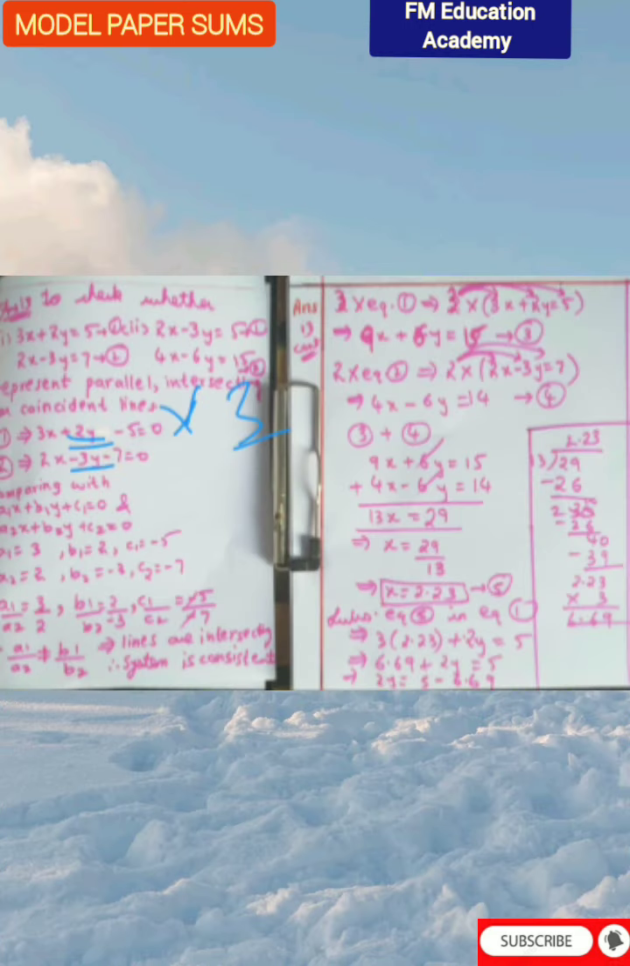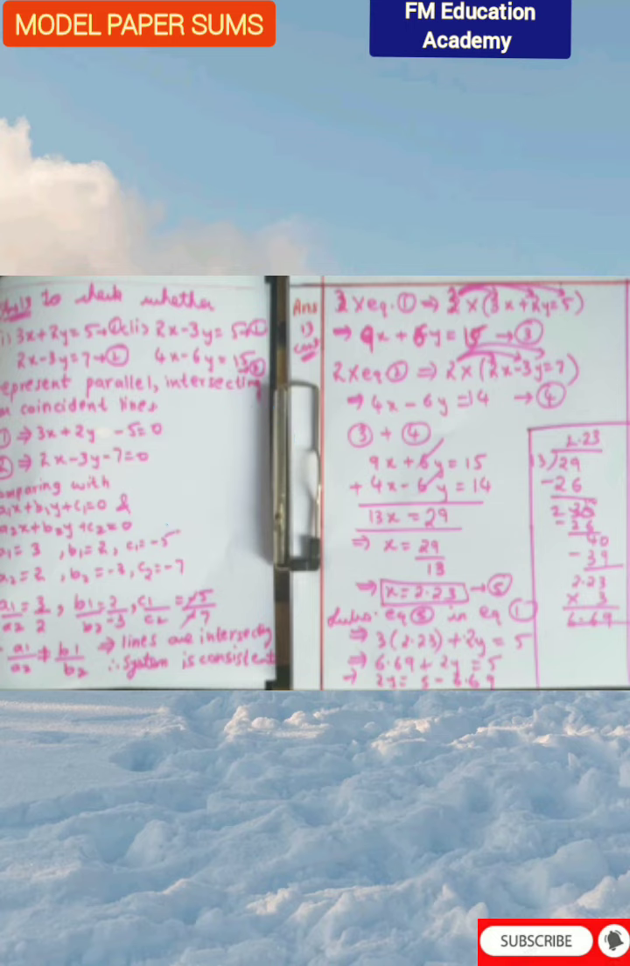And here if you multiply minus 3 with 2, it will become minus 6. So we will have plus 6 and minus 6. We can cancel plus 6y and minus 6y. So what we will do is we will multiply this equation with 3 and this equation with 2. That only we are doing here.